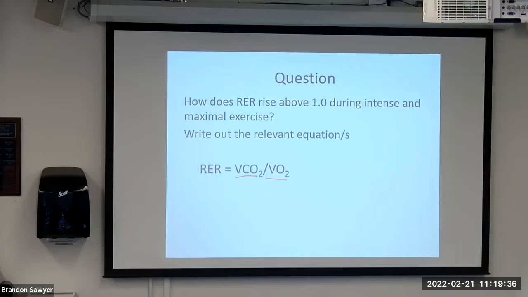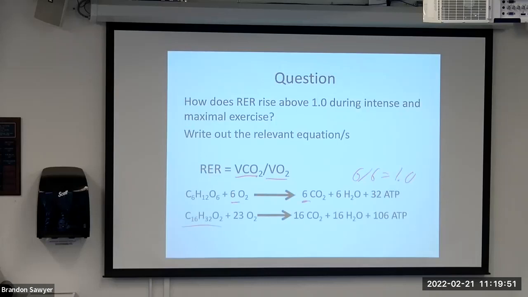As you guys said, the glucose one is right there. Right. So that's with a mole of glucose, it takes 6 moles of oxygen. We get 6 moles of CO2. That gives us our 6 over 6. So an RER of 1.0. Okay. The fat one is here. Right. Palmitic acid, 23 oxygen, 16 CO2s. And so that's the 16 over 23. That gives us about 0.7.